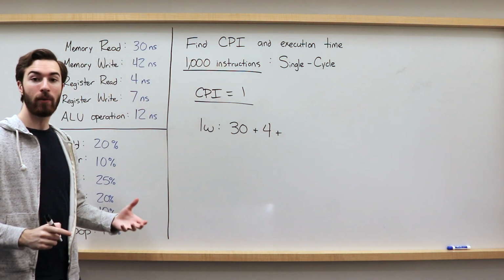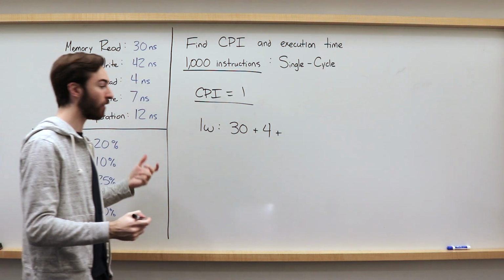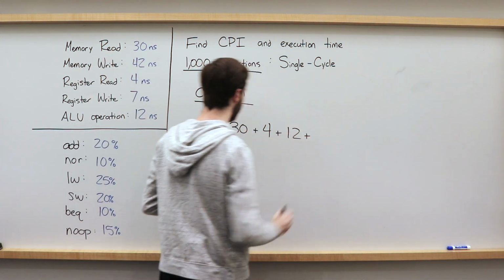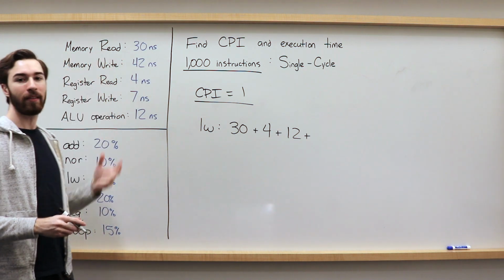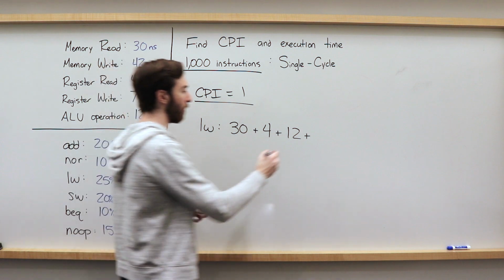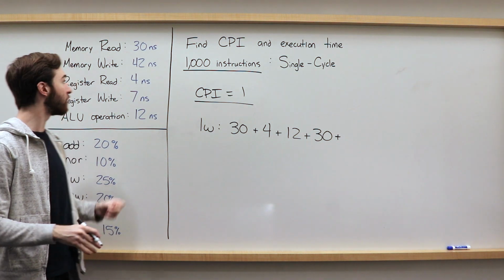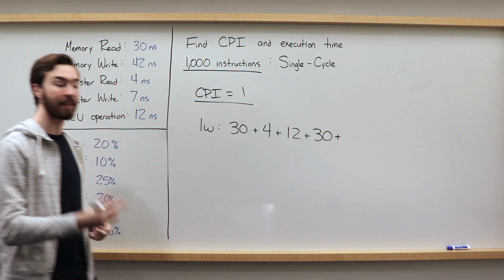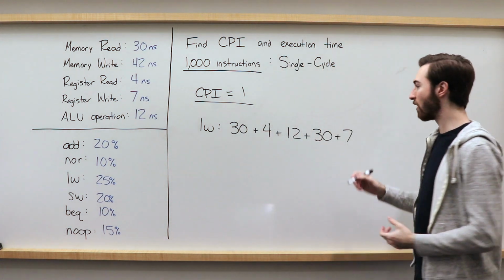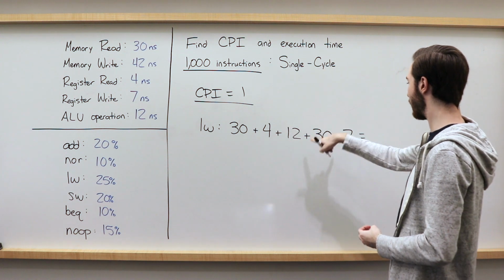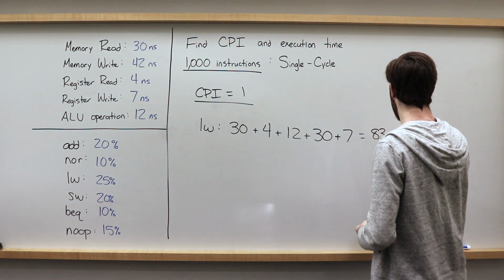Then you need to perform an ALU operation to add the offset field to the value in register A, and the ALU operation takes 12 nanoseconds. After that, you need to read from memory again to get the value that you want to put into register B, so that takes another 30 nanoseconds. And finally, you put that value into a register, which is a register write, and in this case it takes 7 nanoseconds. So the total time that it takes an LW instruction to execute is 30 plus 30 is 60, plus 4 is 64, plus 12 is 76, plus 7 is 83 nanoseconds.